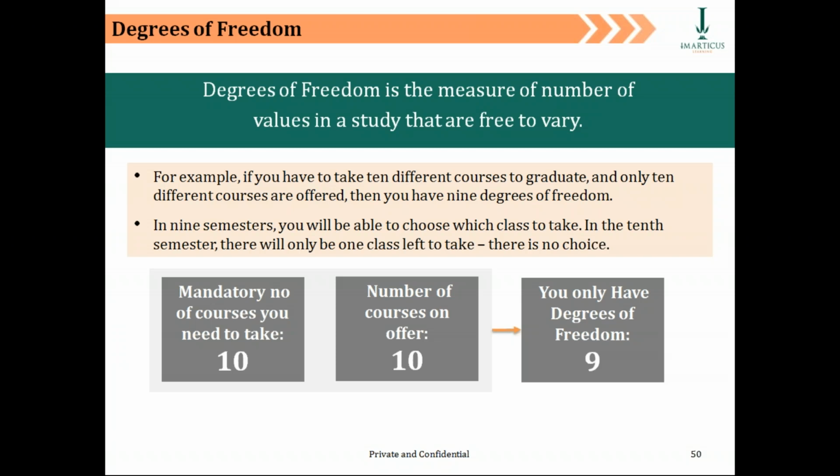The same example is saying that you have to take 10 different courses to graduate and only 10 different courses are offered, then you have 9 degrees of freedom. You can only choose till 9. The 10th is by default. If you reject 9 courses, then only the 10th course is left for you. At that point, post 9, you do not have an option. Is that clear?